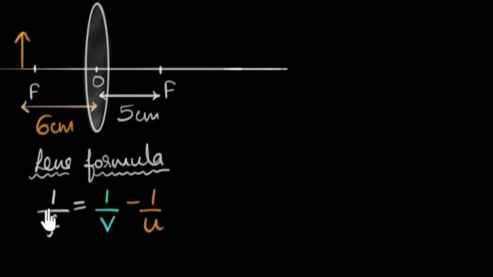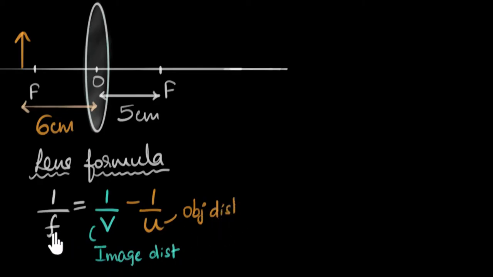So we have F, which is the focal length. V is the image distance. So let me just write that. This is the image distance. And U represents the object distance. Object distance. And all these distances are measured always from the center of the lens, or optic center, O.